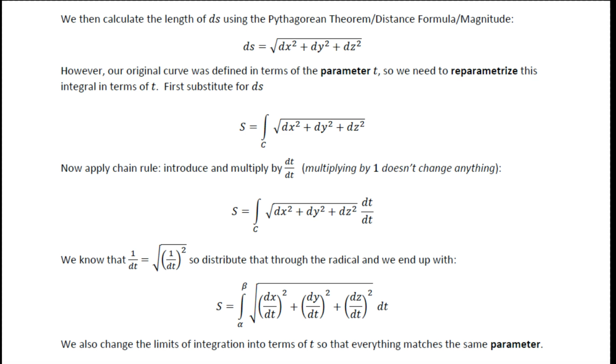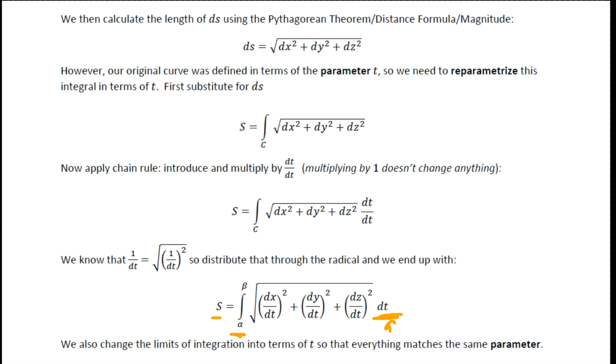The way I'm going to do that, well, 1 over dt is equal to the square root of 1 over dt squared. Distribute that through. And so we get that the arc length, s, equals the integral. Now notice at this point, I am changing back to the limits of integration alpha and beta because that matches the dt at the end. Again, we need to make sure that we're being consistent, and you need to make sure that what's over here on your limits of integration matches what we're integrating with respect to. You have to make sure those things match.